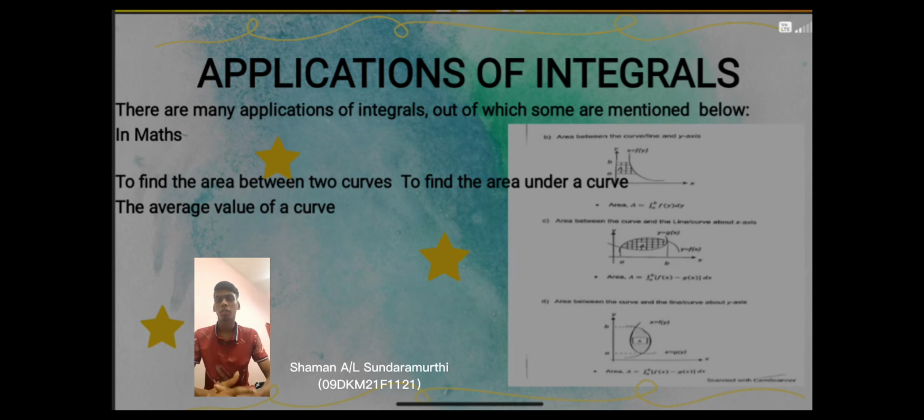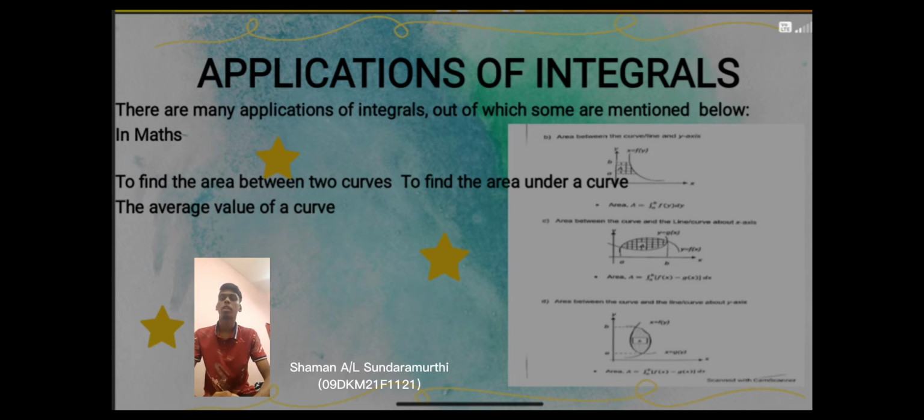Now I'm going to talk about applications of integrals. There are many applications of integrals, out of which some are mentioned below. In maths: to find the area between two curves, to find the area under a curve, and to find the average value of a curve. There are three examples given there, so you can refer to them.